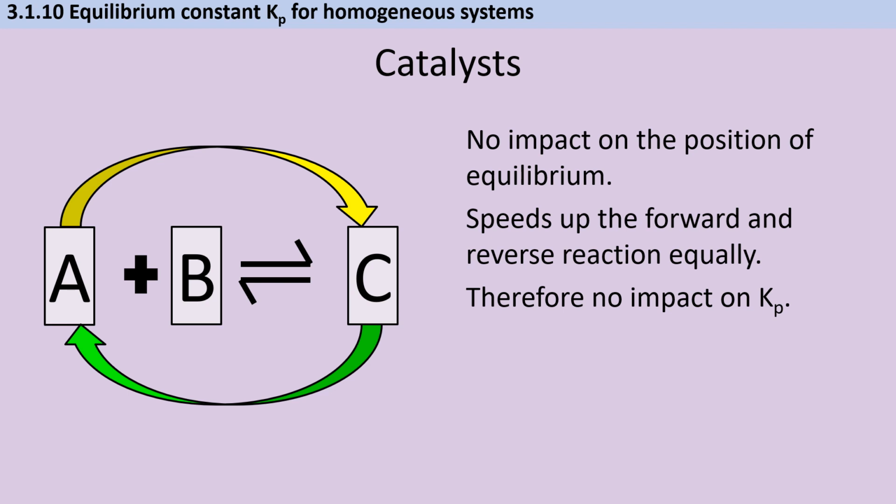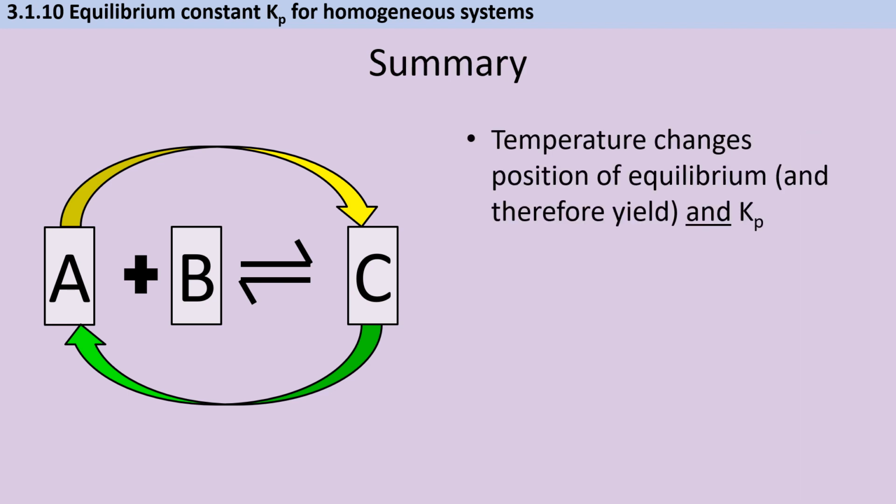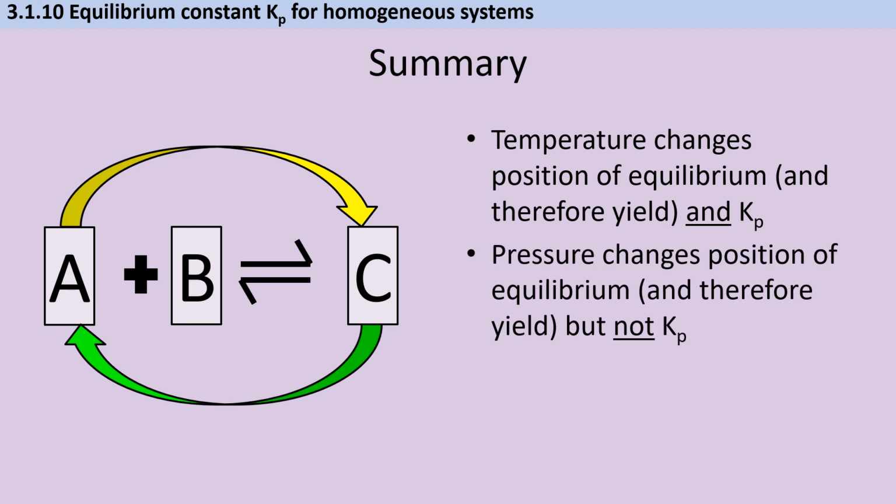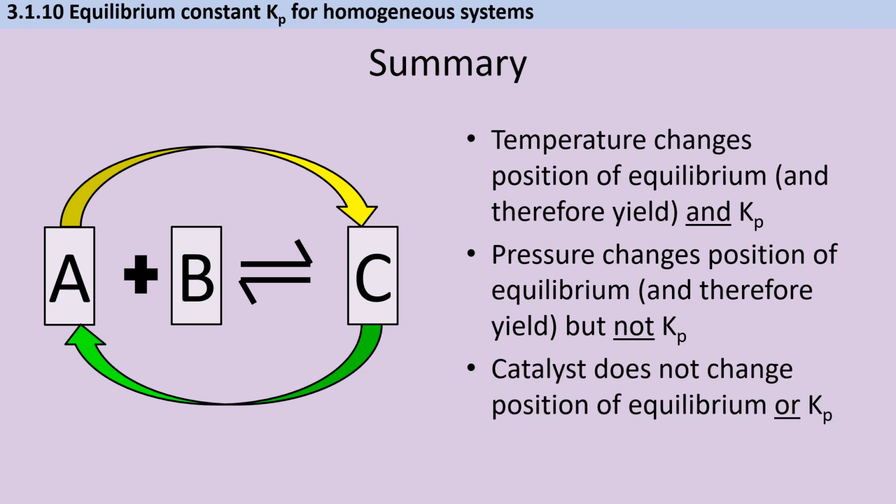So to summarise that, temperature will change the position of equilibrium and therefore yield and Kp. Pressure will change the position of equilibrium but not Kp. And catalyst will not change either.